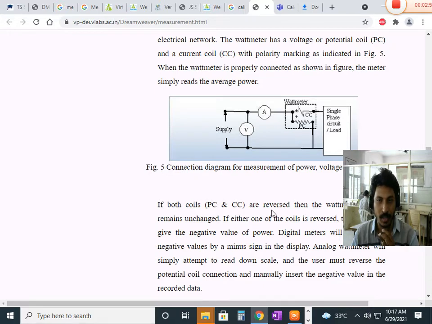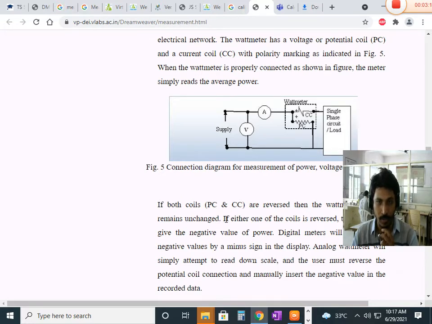And if both coils are reversed, remember these points are very important here. First point: if both coils are reversed, meaning pressure coil and current coil both are reversed, the wattmeter reading remains unchanged.